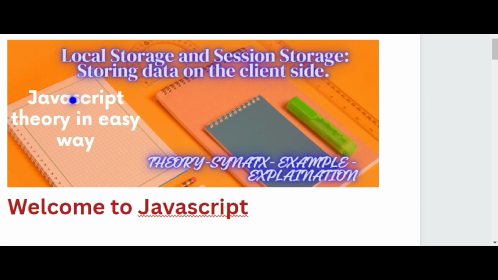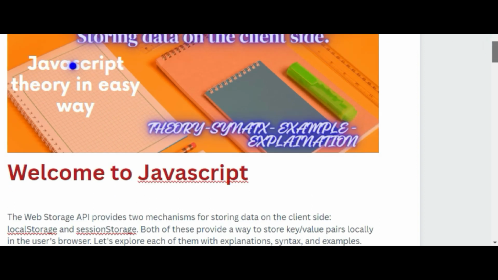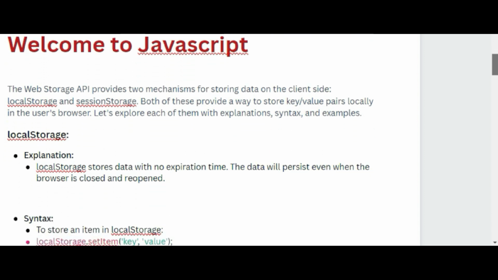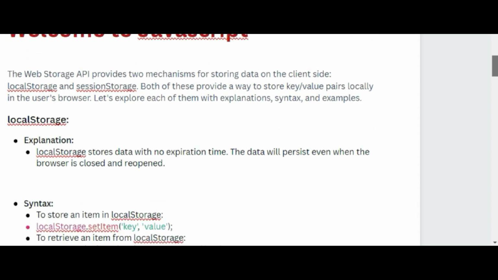So this is all about local storage and session storage, storing data on the client side. So let's start in JavaScript. Welcome to JavaScript, guys. The Web Storage API provides two mechanisms for storing data on the client side: local storage and session storage. Both of these provide a way to store key-value pairs locally in the user's browser. Let's explore each of them, explanation, syntax, and example wise.